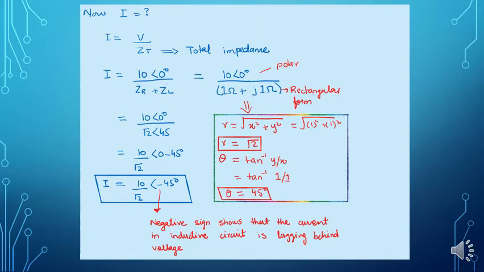Now find out the current I, which was our target. How can we find out? As we know, according to Ohm's law, V is equal to IR and I is equal to V over R. And R is our total resistance of the circuit. In case of AC circuits, we don't use the term resistance, we use the term impedance, because it also has some other type of elements which carry energy instead of resistors. Not only resistor, we also have capacitors and inductors.